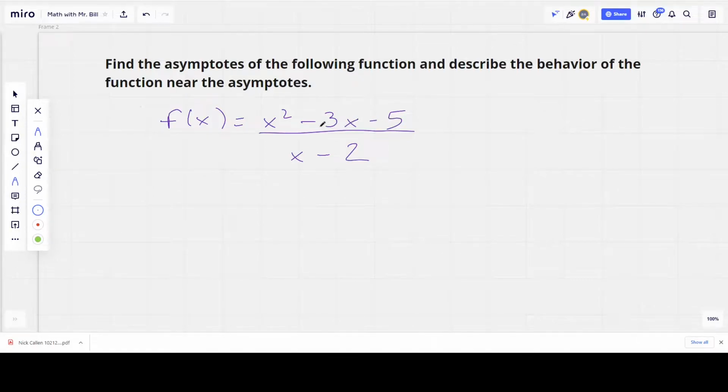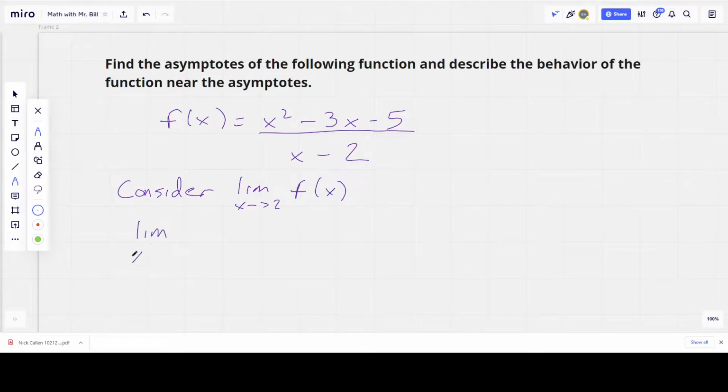There are no factors of -5 that will add up to -3, so there's no chance to cancel x minus 2. What we want to look at now is the limit of f of x as x approaches 2. Because of the way it works, we're going to need to look at both the left-hand and the right-hand limits for this.